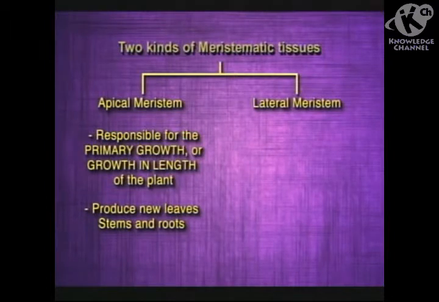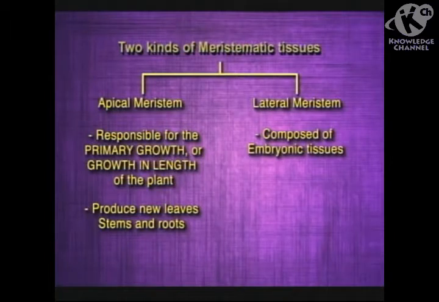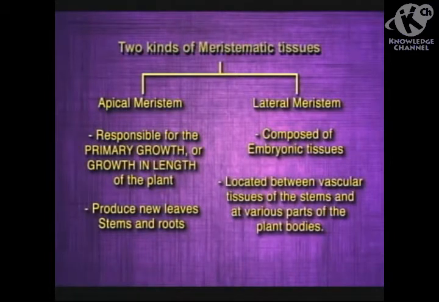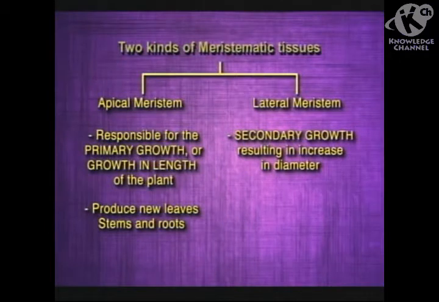The lateral meristems are composed of embryonic tissues located between vascular tissues of stems and at various parts of plant bodies. They account for the secondary growth in plants, resulting in an increase in diameter of the plant body.